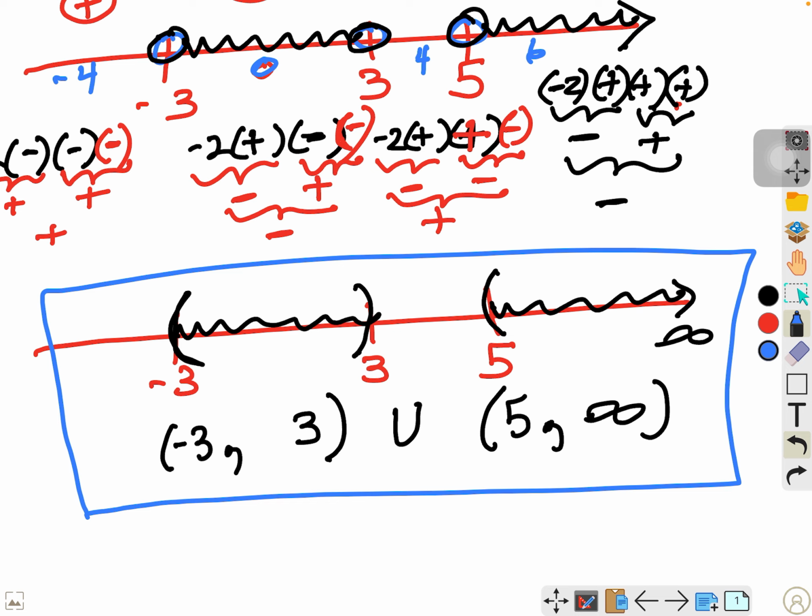Okay. And now our 6th and final question. Well, I do have some more notes for you, but let's look at our 6th problem.